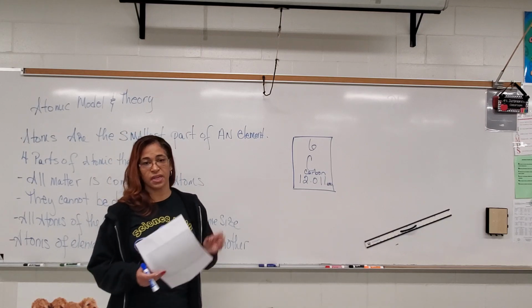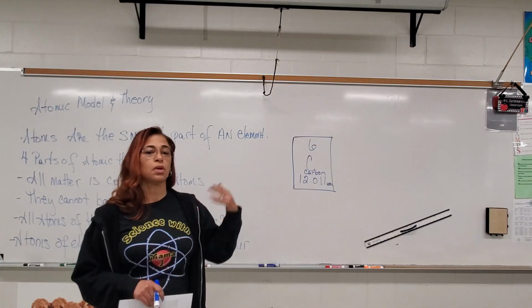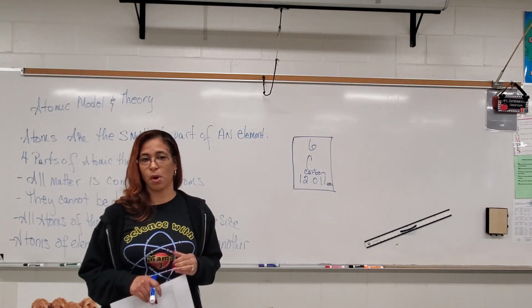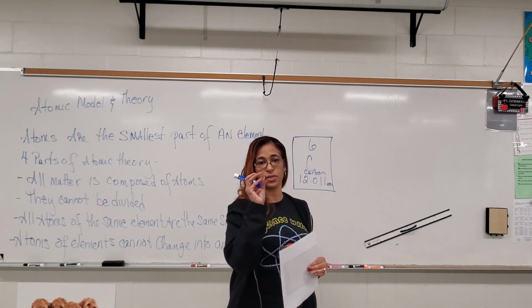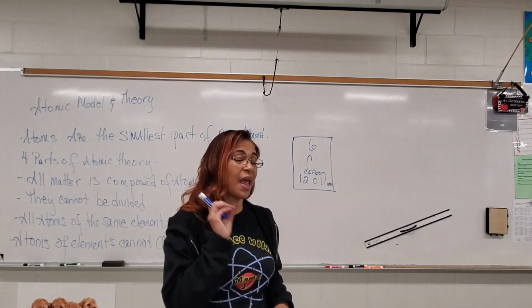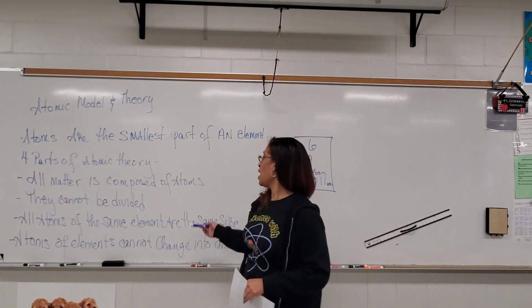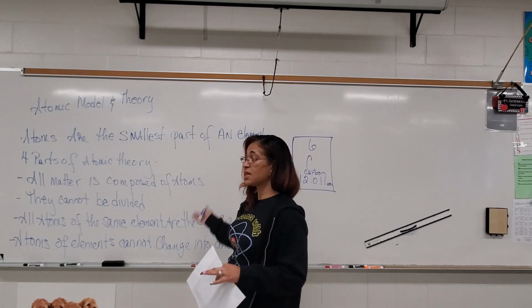If you look at an atom, as we're going to discuss in a little while, it is composed of three subatomic particles: protons, neutrons, and electrons. But the atom itself as a whole is the smallest part of an element that retains all of the properties of an element. Now, in addition to that, the atomic theory says that all matter is composed of atoms.